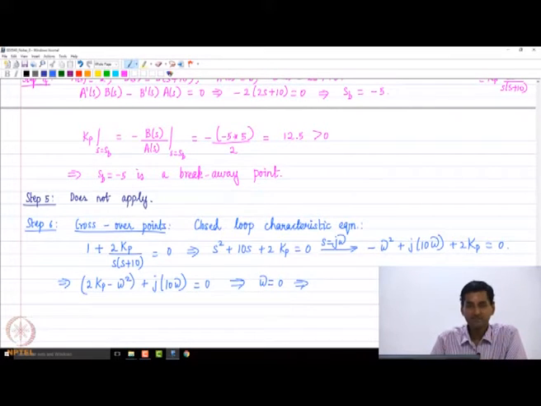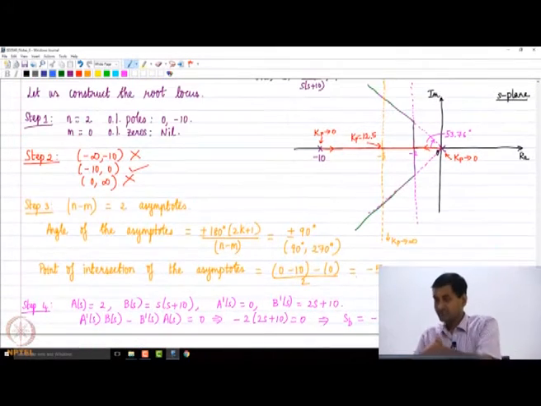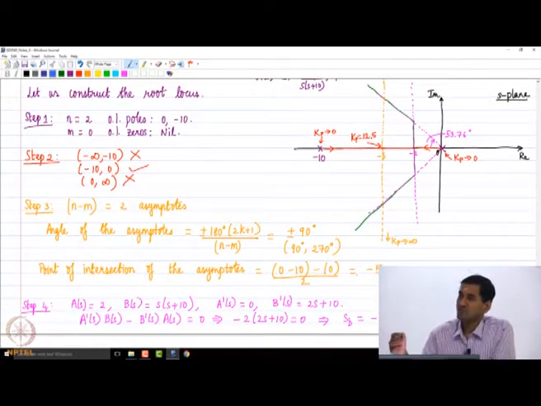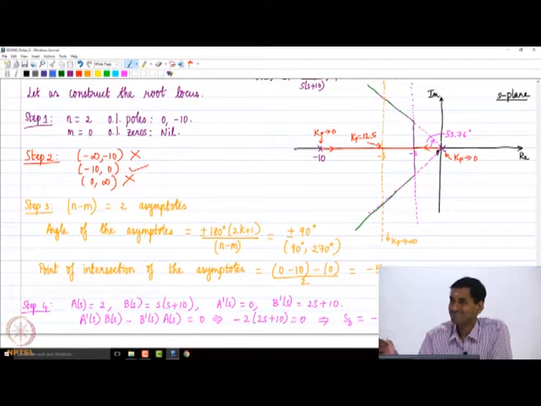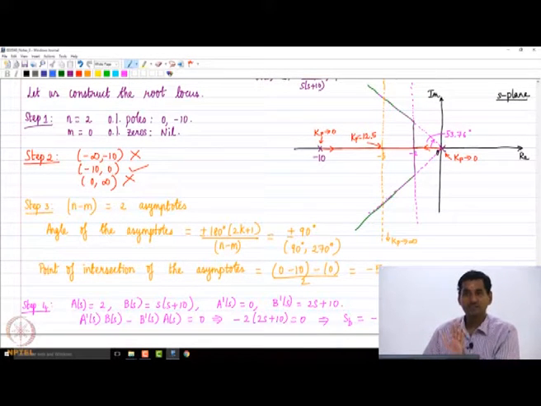If omega is 0, that's what we get from the imaginary part, then the real part will give us Kp is equal to 0, correct? 2Kp minus omega squared is equal to 0; you substitute omega equals 0, what will you get? 2Kp is equal to 0, or in other words Kp should be 0. So omega equals 0, Kp equals 0 is the only crossover point. That means the root locus does not cross the imaginary axis except when it starts at the open loop pole. So there are no further crossover points.